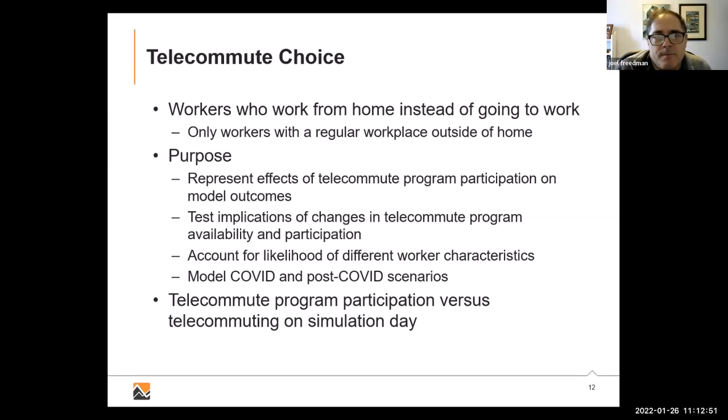There are two aspects to this. One is the telecommute choice, which is the telecommute frequency for workers who have a regular workplace outside their home. And the purpose of that is to represent the effects of a telecommute program on model outcomes and test the implications of changes in telecommute program availability and participation, while accounting for the likelihood of different workers participating in such programs, and also to test COVID and post-COVID scenarios.